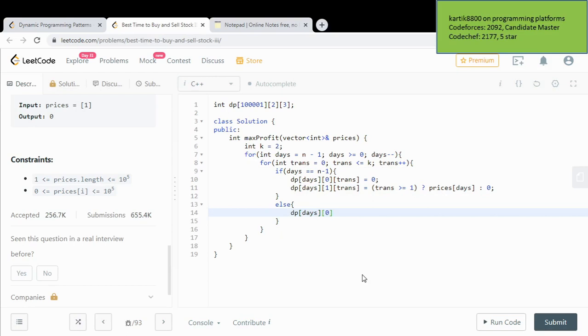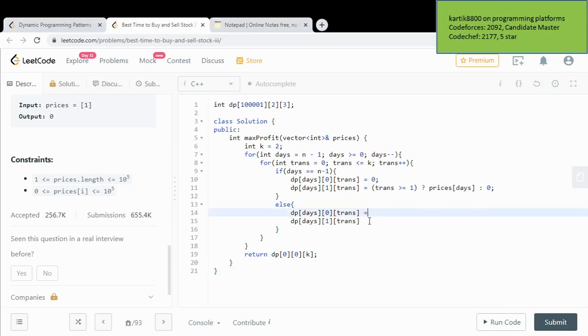Now, otherwise, what happens is that I'll think about DP days at 0. That means at this particular day, the ith day represented by days, I do not own a stock and I can do this many transactions. Then what is the answer? And the other case is that at this particular day, I do own a stock and I'm allowed to do exactly this many transactions. Then what is the answer? Once I'm through with this loop, I should have my answer here. DP at 0, starting from the 0th till the n-1th day: what is the maximum benefit I can get given that I didn't own a stock initially and I was allowed to make at most K transactions. That is what my answer is going to be.